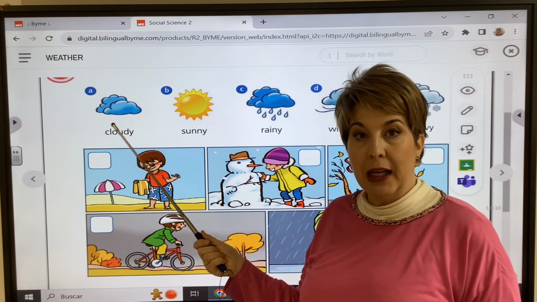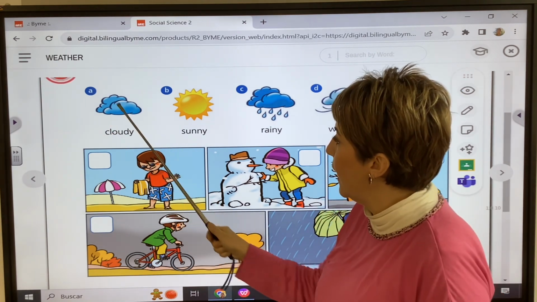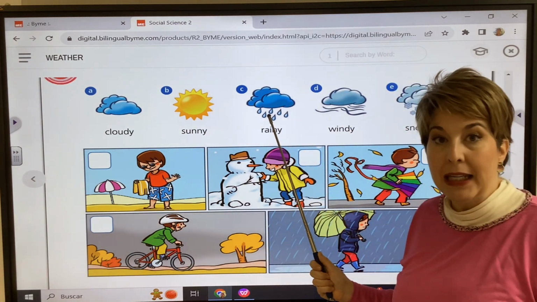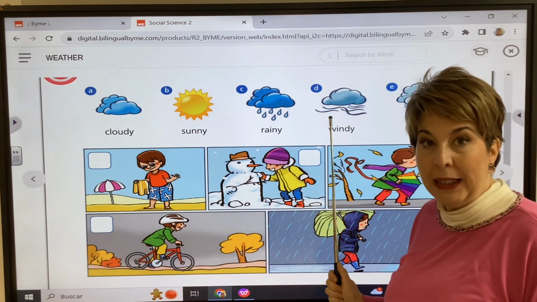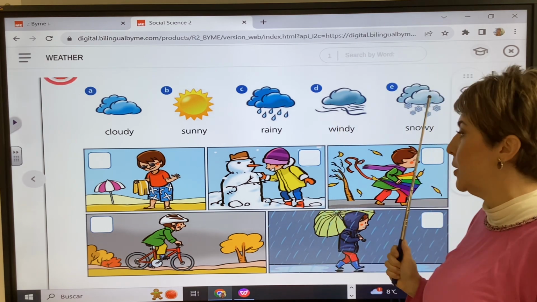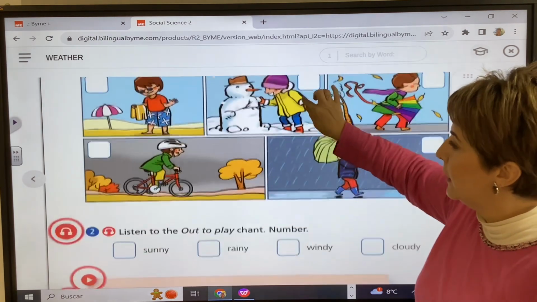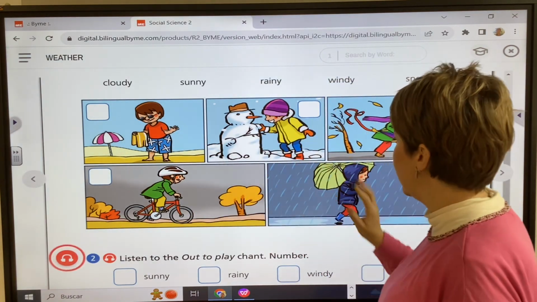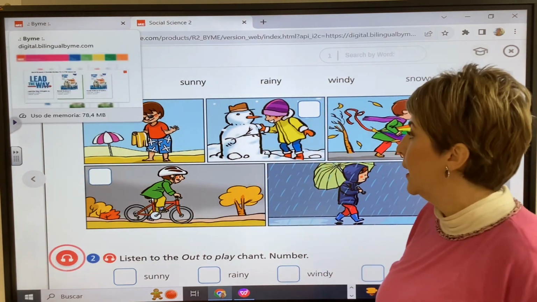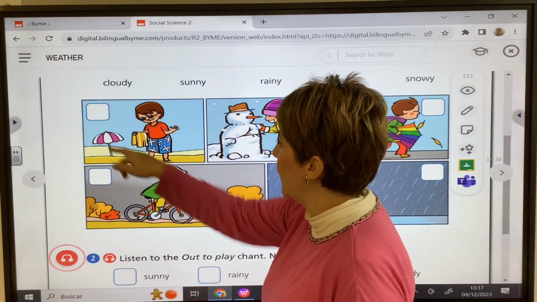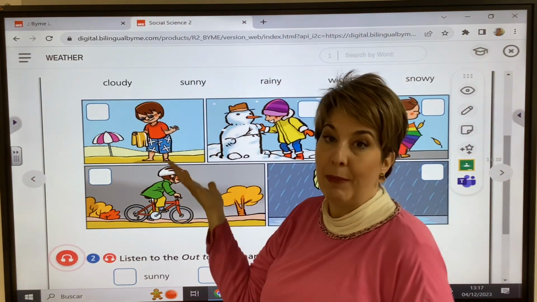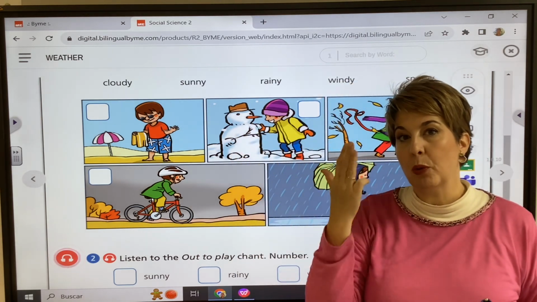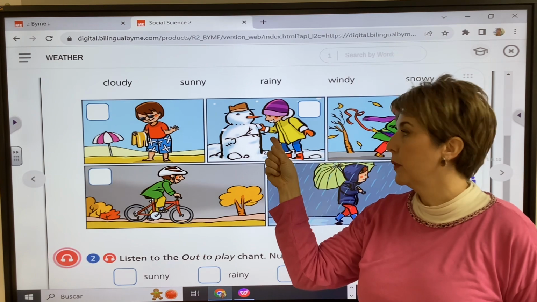The weather can be cloudy, when there are lots of clouds, sunny, rainy, windy, or snowy. And here we've got different people wearing different clothes. As you can see, she is wearing summer clothes. This is spring, summer, autumn, or winter. What do you think? Winter.